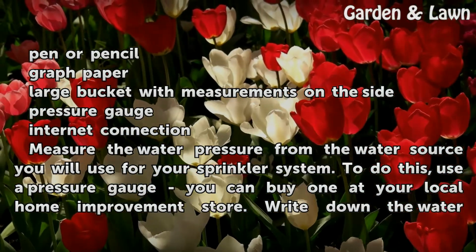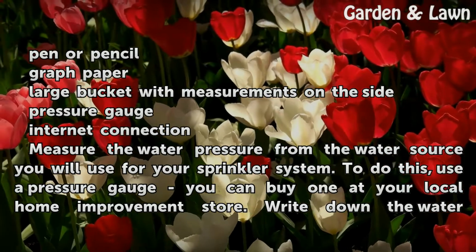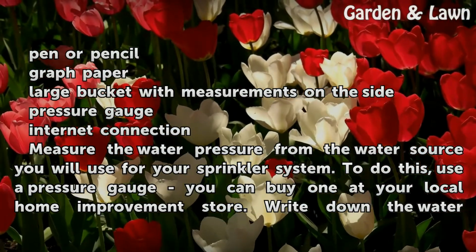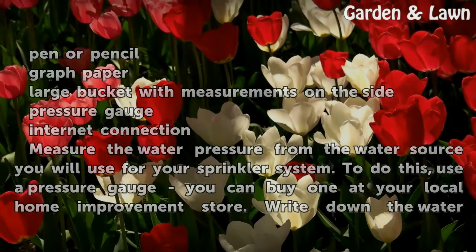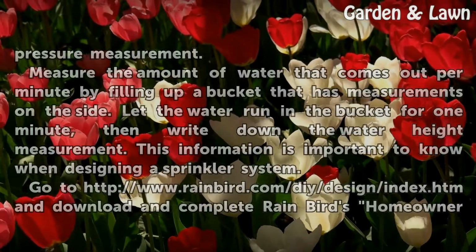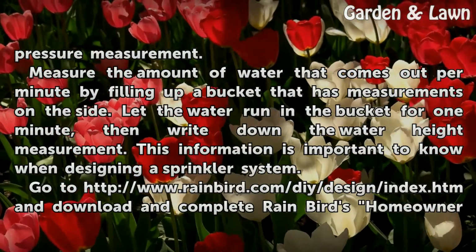Measure the water pressure from the water source you will use for your sprinkler system. To do this, use a pressure gauge. You can buy one at your local home improvement store. Write down the water pressure measurement.